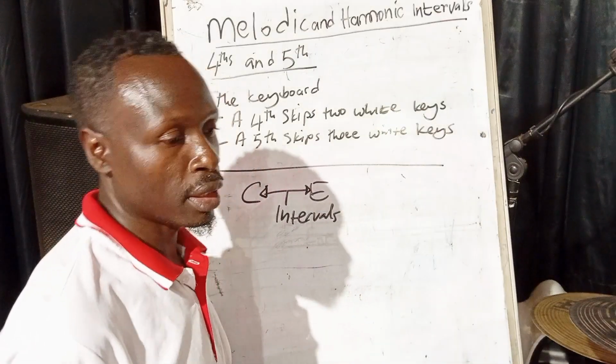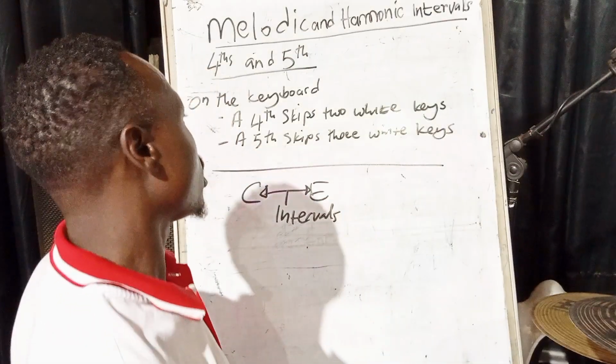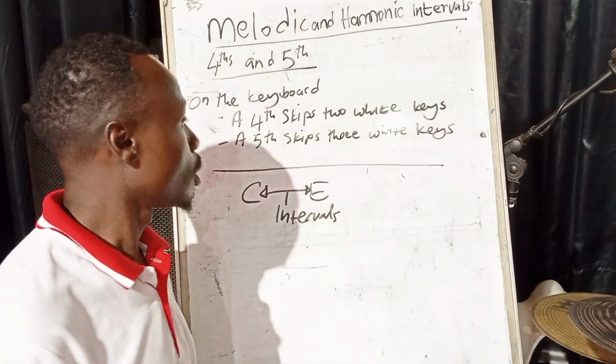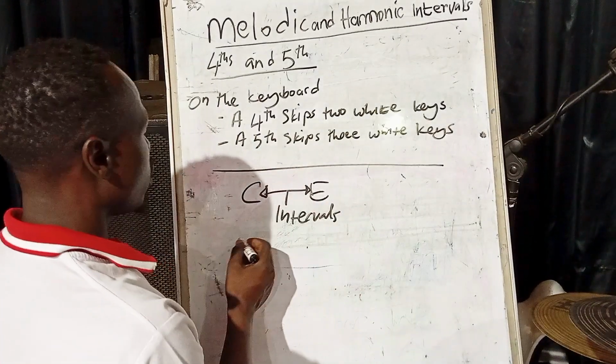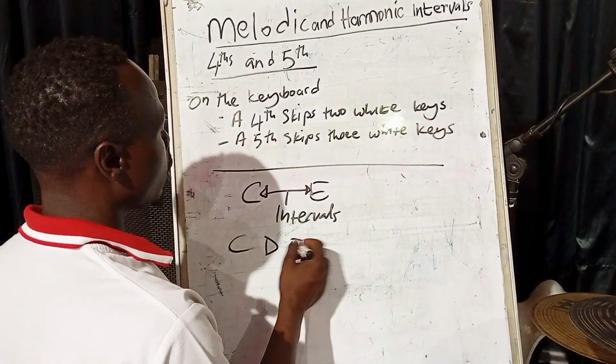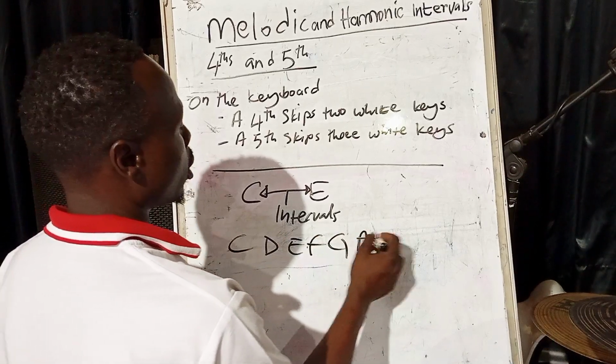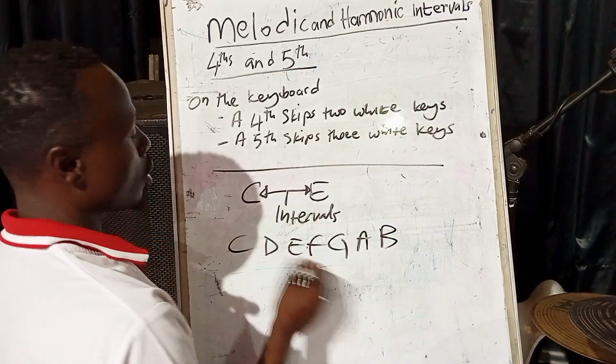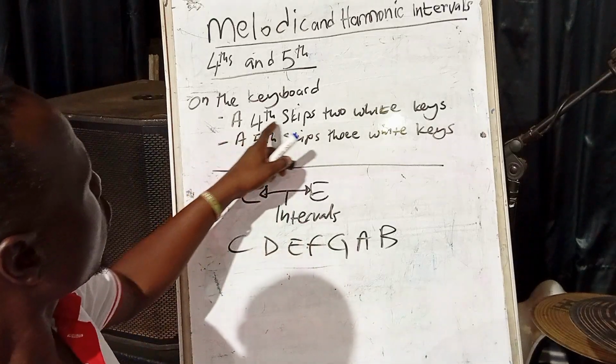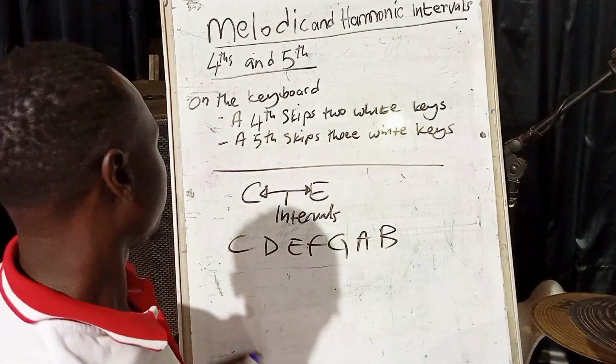Let's say, for example, in the key of C. The key of C is all white notes. Like we have C itself, D, E, F, G, A, and B. All these are white notes. So a fourth skips 2 white keys.